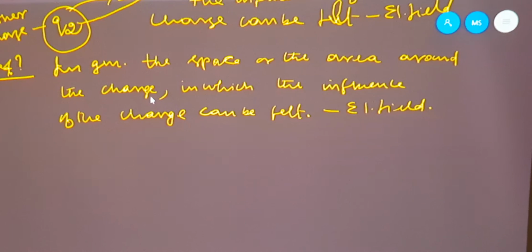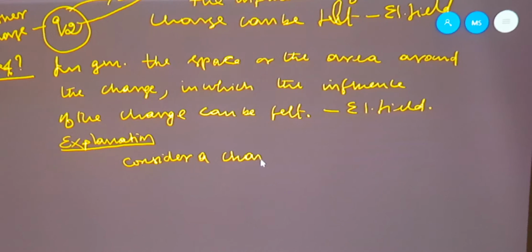This is a general definition, not the one given in your book. So how is it explained in your book? Let us go for the explanation. What is the explanation given by Michael Faraday? You consider a charge Q. Consider a point charge Q.